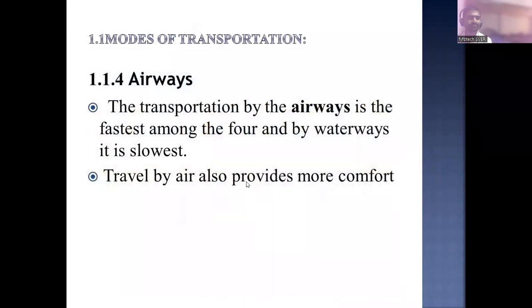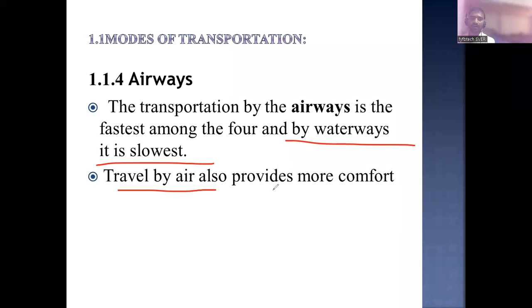Okay. What is airways? The transportation by airways, that is aeroplanes, is the fastest among the four different types, and the waterways is the slowest. Yes, this is important in your MCQ questions. Which one is the fastest and which one is the slowest transportation system? Which one is the fastest? Airways. And which one is the slowest? Waterways. Okay, you have to remember this point.